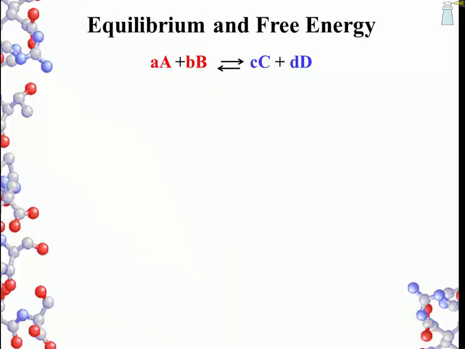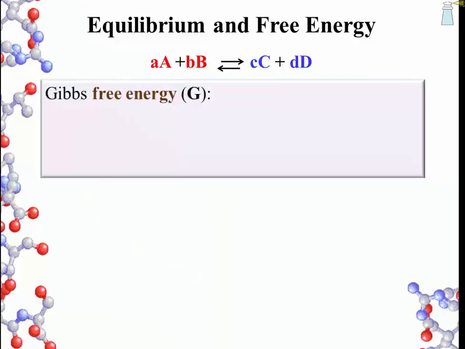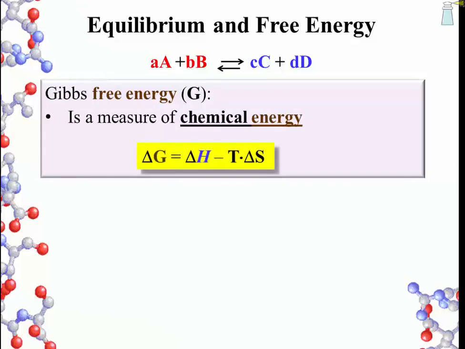The final topic of the lecture is relating equilibrium to energy. Equilibrium is really just a different way to look at the energy of a reaction. The energy of interest is Gibbs free energy, G. From the previous lecture, we saw that G is a measure of the chemical energy. The change in the chemical energy of a reaction is the change in enthalpy, delta H, minus temperature times the change in entropy, delta S.